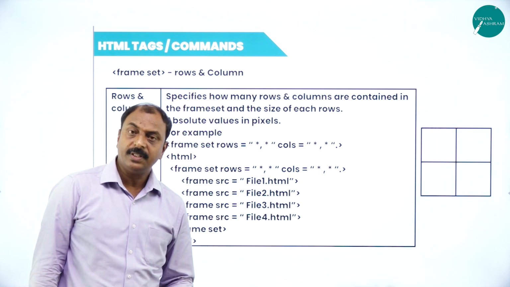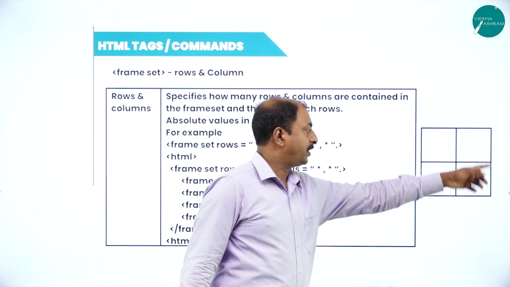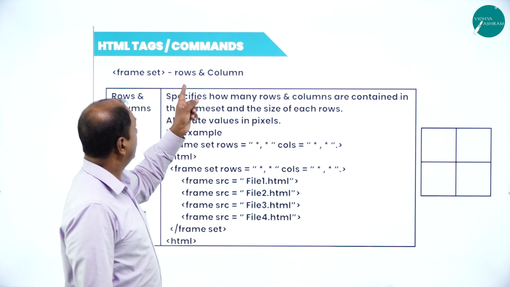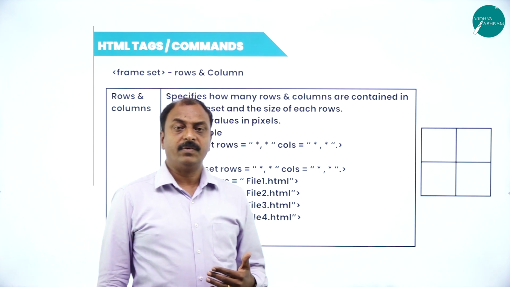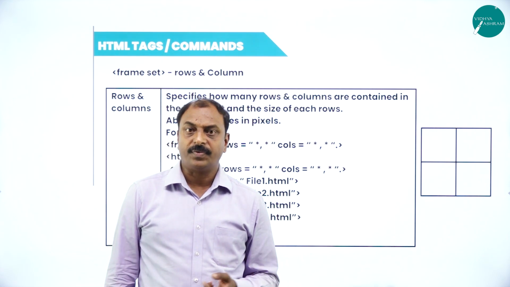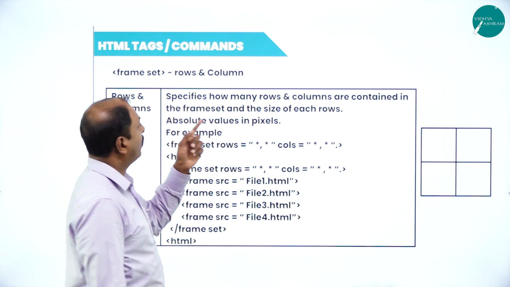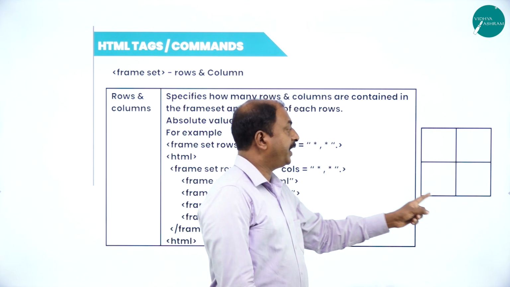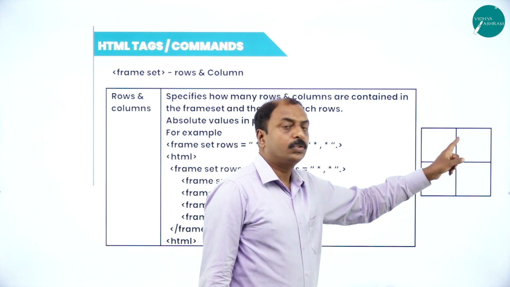In this example, we have divided the entire web content layout into columns as well as rows. But in the two previous examples, we learned only to divide the layout into horizontal frames or vertical frames. In this example, it is a combination of rows and columns. So we have divided the entire layout into 2 rows and 2 columns.